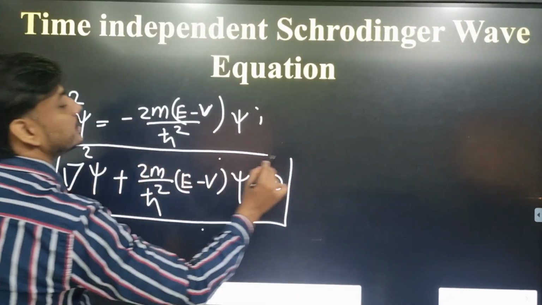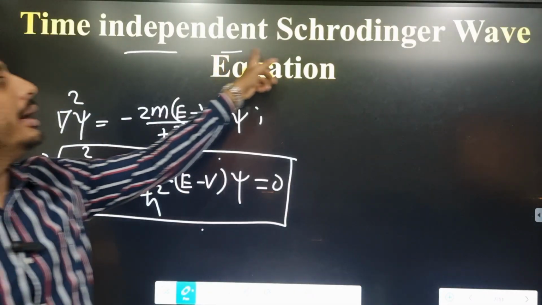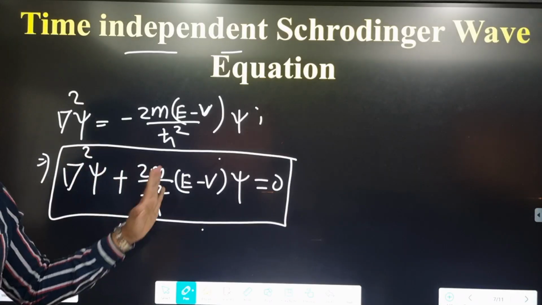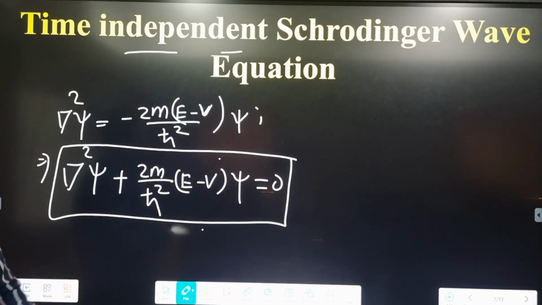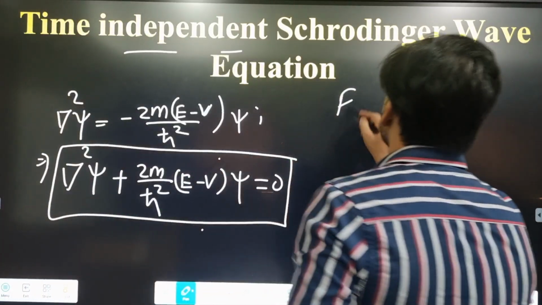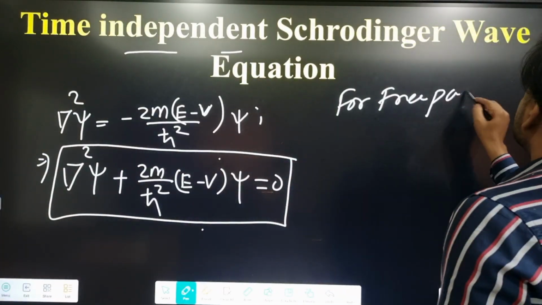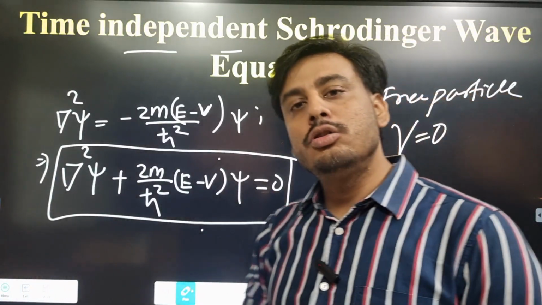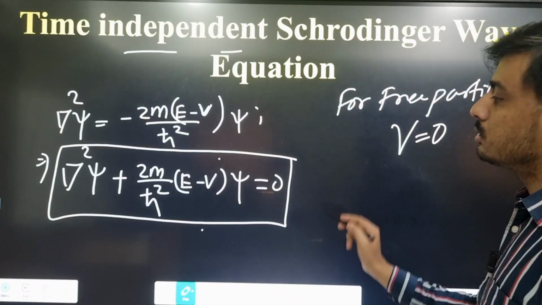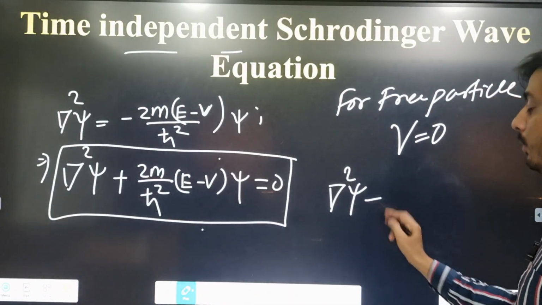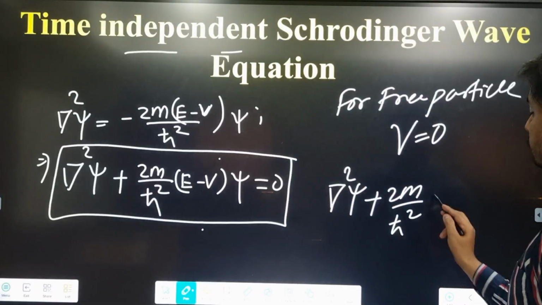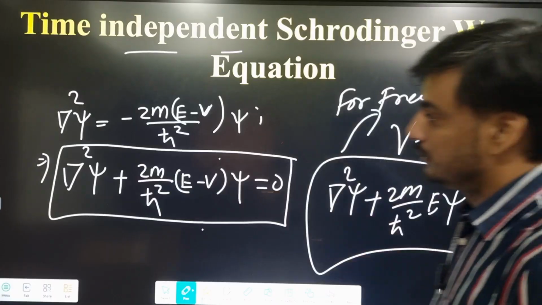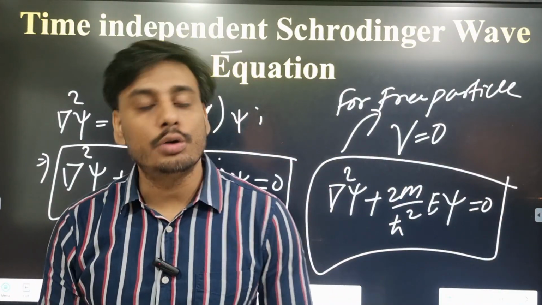This is Schrödinger's time independent wave equation, because this term contains only derivatives with respect to position. There is no term involved with respect to time. So it is said to be time independent. Again, for a free particle, potential energy is 0, because the particle is free to move. So total energy will be due to kinetic energy. So V is 0. So you can directly write del square psi plus 2m by h cross square E psi equal to 0. This is a special case for a free particle. This is the time independent Schrödinger's wave equation.